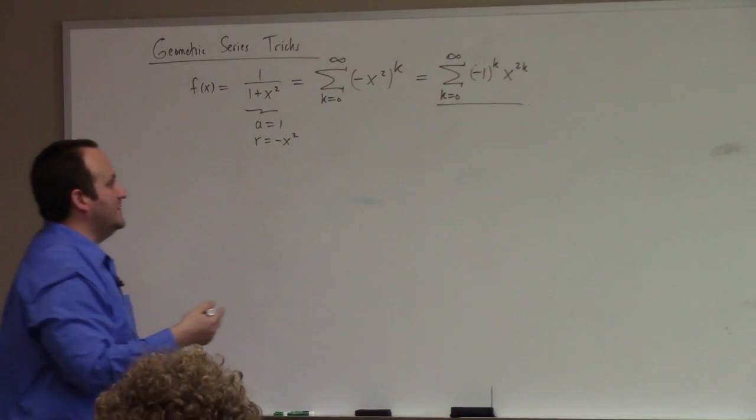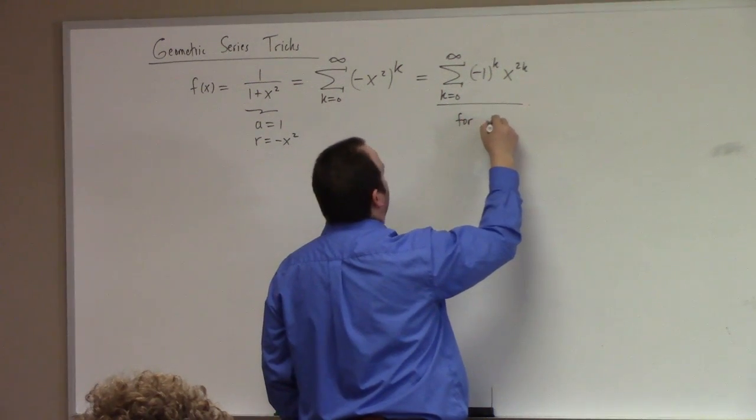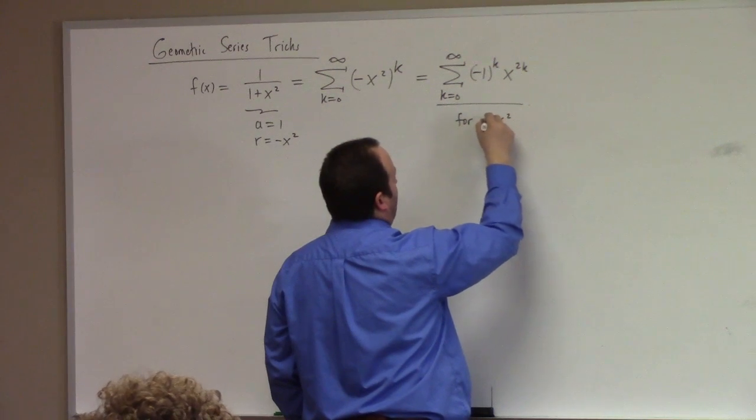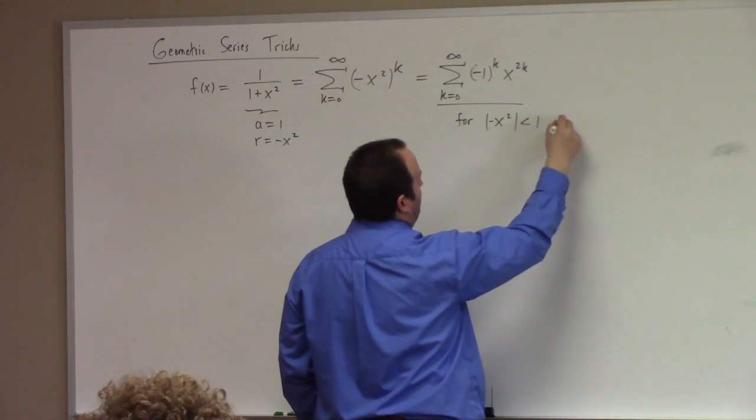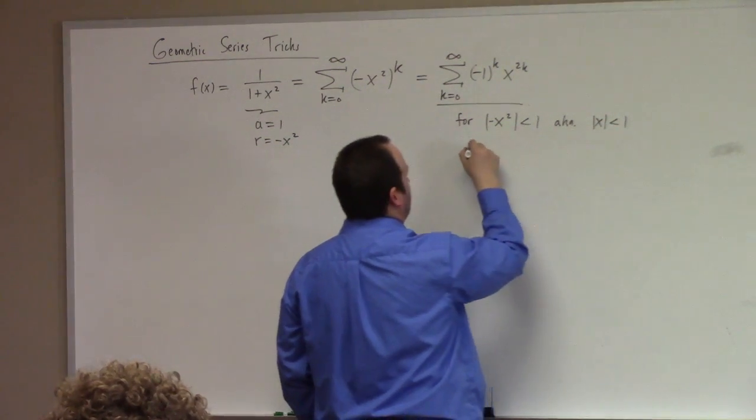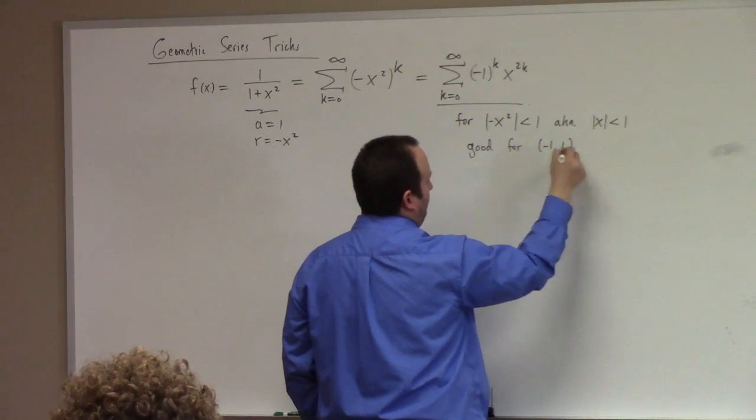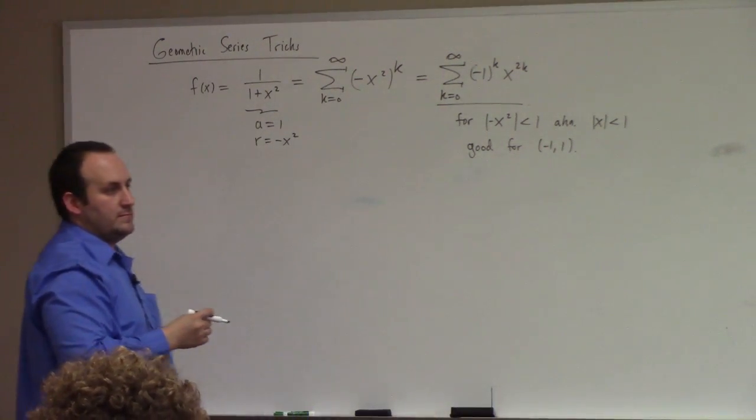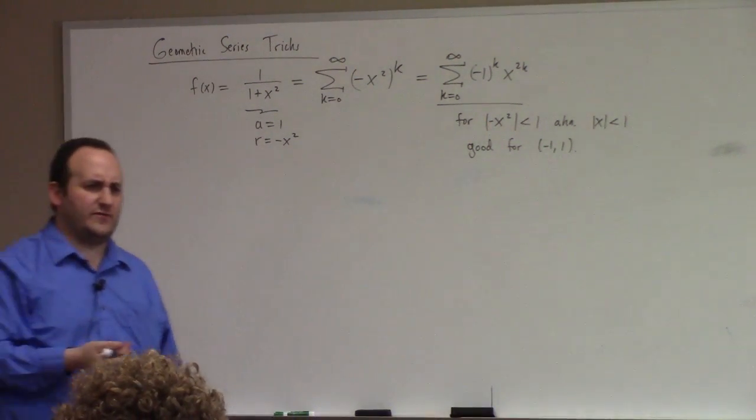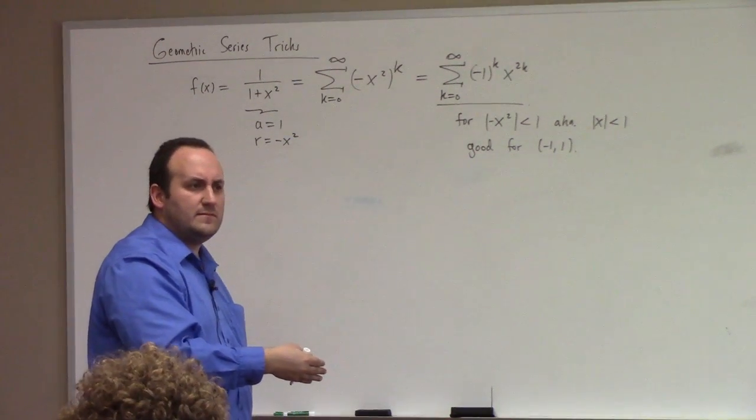What's its domain? This, what I've just underlined, is only for what? For minus x squared less than 1, aka the absolute value of x less than 1, right? In other words, this is good for minus 1 to 1. It was understandable why we had trouble at 1 for the thing I just erased, right? There was a vertical asymptote at 1.